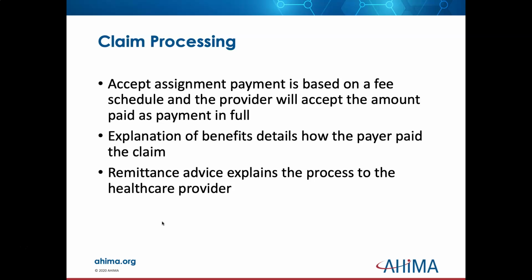And then remittance advice goes to whoever billed for the services. The remittance advice is like an explanation of benefits, but it goes to the healthcare provider. And you need to know this. An explanation of benefits details how the payer paid the claim, and that goes to whoever was the insured. A remittance advice is just like an explanation of benefits, but it explains the process to the healthcare provider who provided the services and was billing for the services. So make sure you know that.